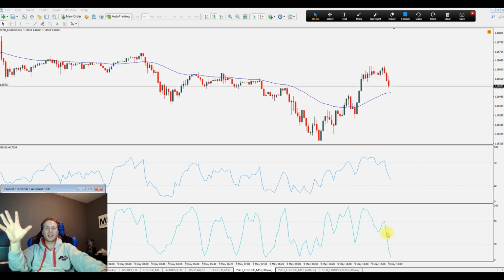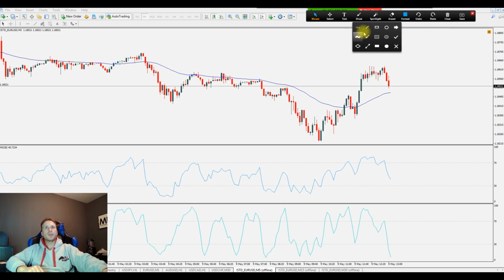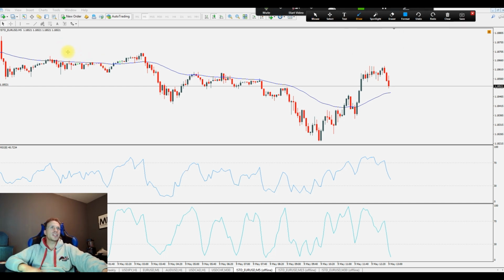Okay, here we go. Here's a pullback. Now when I'm trading pullbacks in the market, I actually use the stochastics. Stochastics are really good for pullbacks in the market. Okay, let me just give you an example on here, right? Just quickly, not a perfect example. Price trends down, pulls back.